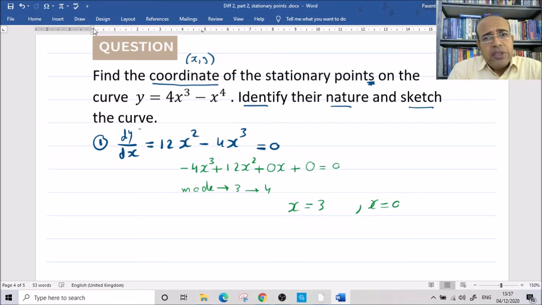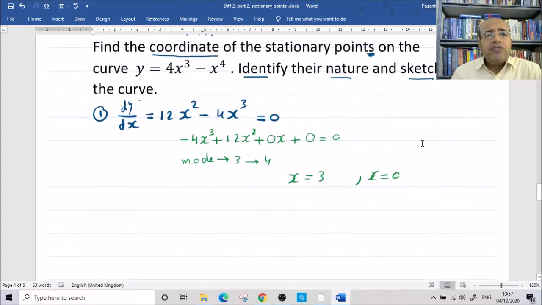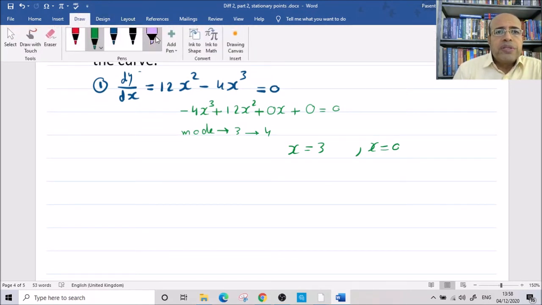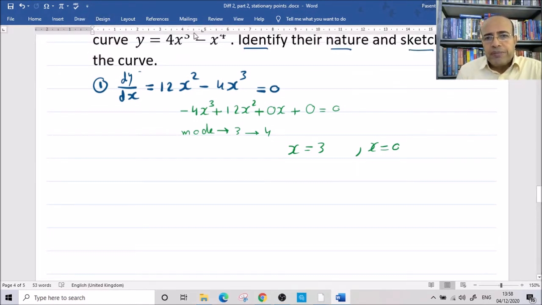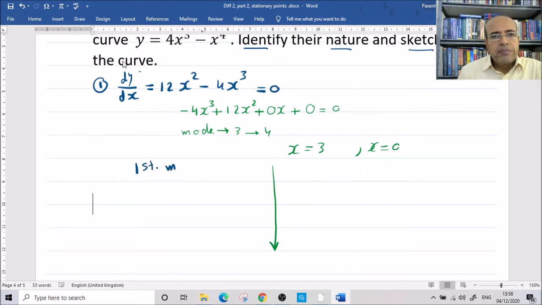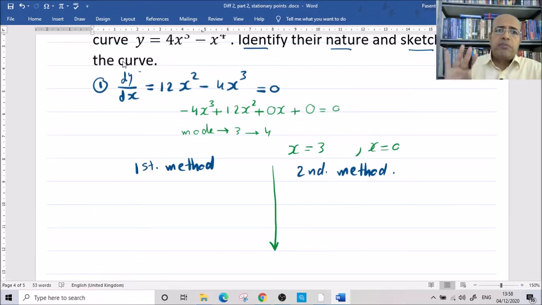Now we need the nature of those 2 points. To identify the nature, we have 2 ways. Now we go to the first way. So this is the first method. You can use any method. Method number 1 or method number 2, it's up to you. And now this is the second method. Again, you can choose method number 1 or method number 2.